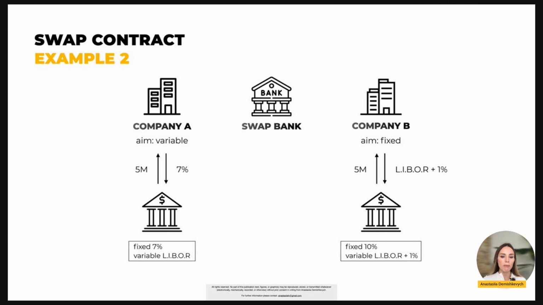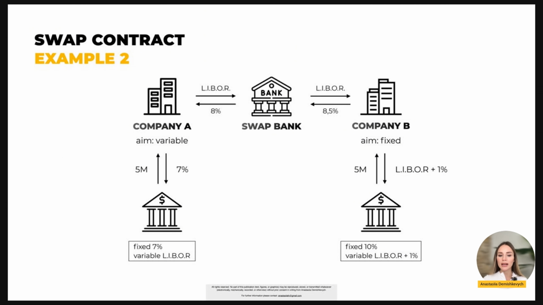The swap bank proposes a different approach. Company A, instead of borrowing at LIBOR, takes a fixed rate loan at 7% from Bank A. Company B, instead of borrowing at 10% fixed, takes a variable rate loan at LIBOR plus 1 from Bank B. At this stage, both companies have loans, but with the opposite rates from what they actually wanted. Here is where the swap agreement comes into play.